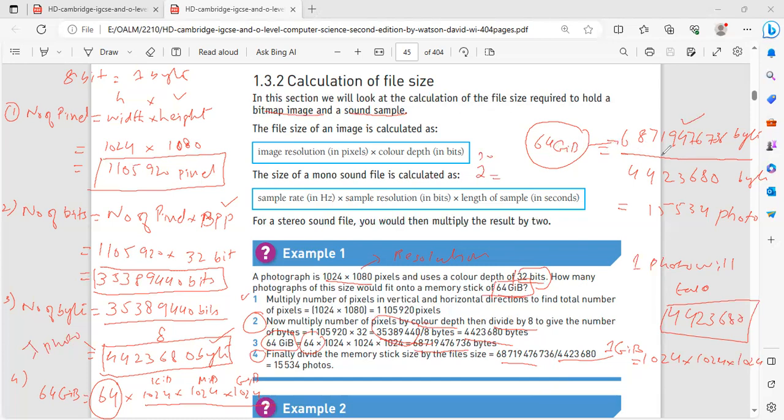64 GB in bytes. Then I divide the above number of bytes by the one file size in bytes. So you get the number of photos. These 15,536 photos can be stored in such a size. Now it is clear.